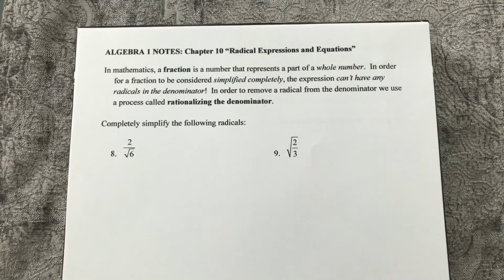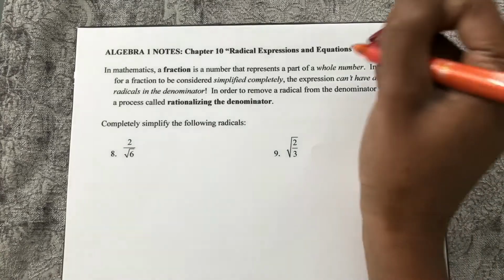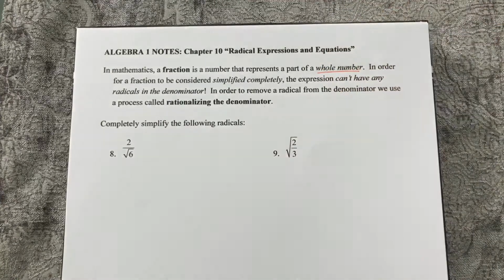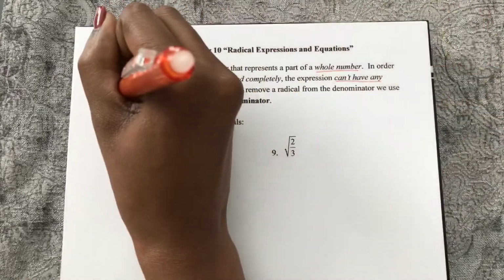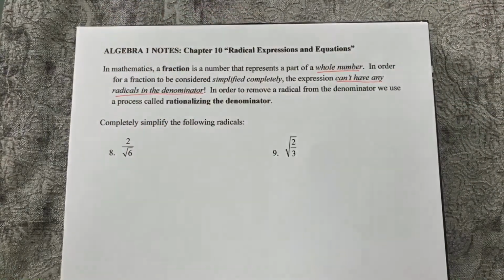Remember, in mathematics, a fraction is a number that represents the part of a whole number. In order for a fraction to be considered simplified completely, the expression can't have any radicals in the denominator. In order to remove a radical from the denominator, we use a process called rationalizing the denominator.